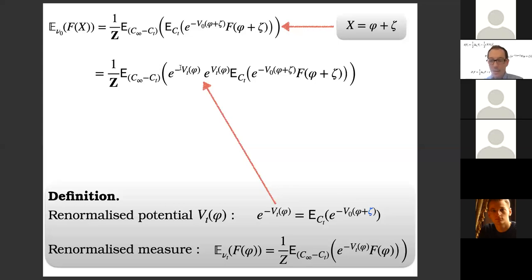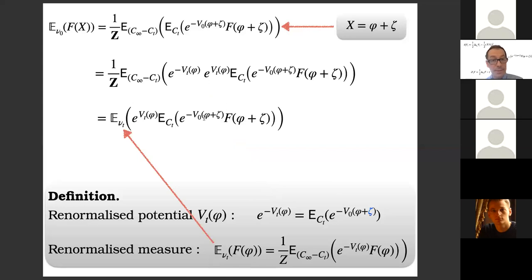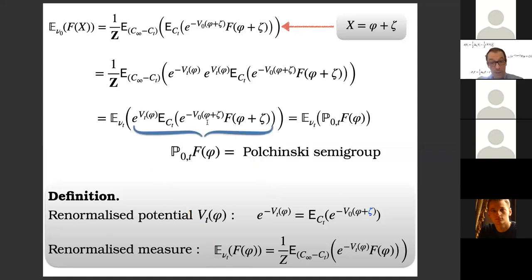So now this is basically the integration with respect to nu t. And the whole thing inside, which boils down to taking into account the integration with respect to zeta, we will simply call the Polchinski semigroup: a semigroup which takes the function f and does something to it after the integration. Here t can be seen as a time, or it corresponds to the fact that we integrated up to the covariance Ct. So in a way, what this procedure gives us is a way to rewrite the Gibbs measure, mu zero, in terms of a renormalized measure, nu t, and the deformation of the function f by the Polchinski semigroup.